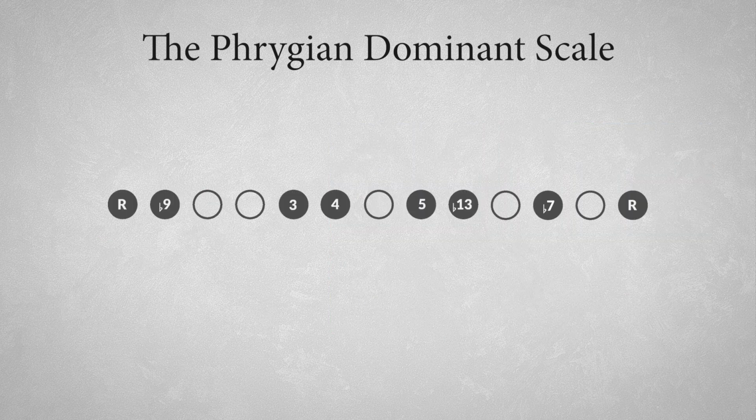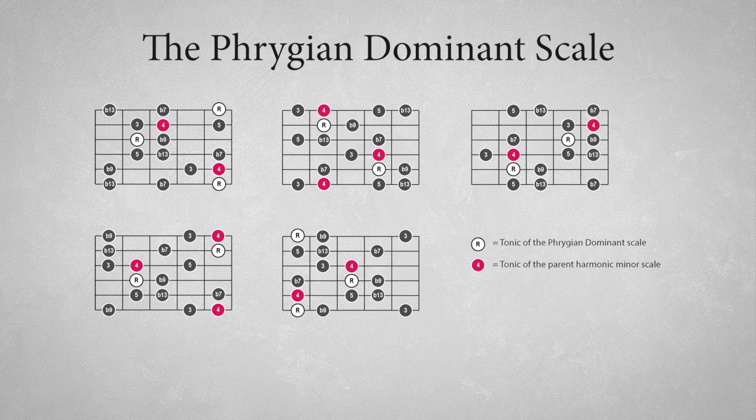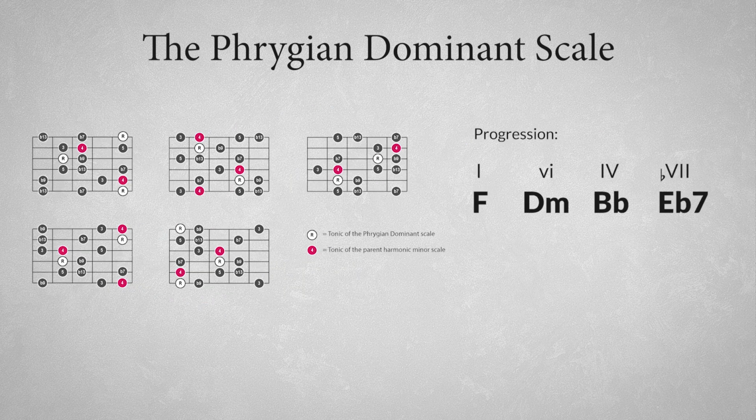Now, the scale could be seen as a Mixolydian scale with a flat 9 and flat 13 interval, and therefore it's sometimes called the Mixolydian flat 9 flat 13 scale or mode. Because of this, the scale can also be used over a dominant flat 9 and dominant flat 13 chord. Here's an example of the scale when used in a progression where it's played over the backdoor chord, the dominant flat 7th degree. F, D minor, B flat and E flat dominant 7.